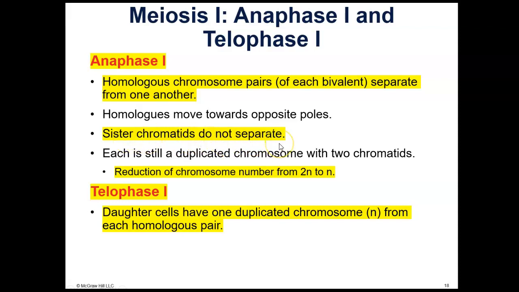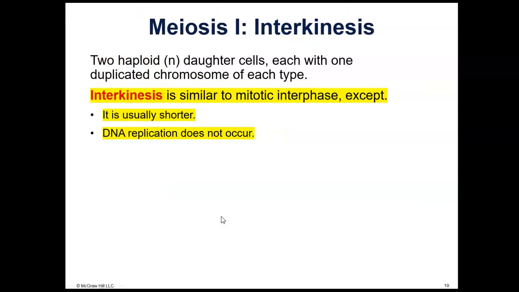All right, anaphase 1 is a separation, but sister chromatids do not separate. That's what happened in mitosis. But in anaphase 1, it's the homologous chromosome pairs that separate from one another. And at the end of anaphase 1, we're going to end up with chromosome number being reduced from diploid to haploid.